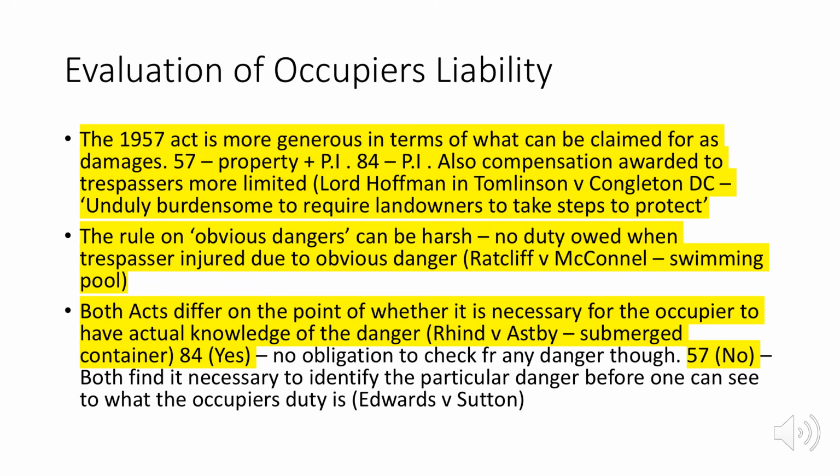Moving on to the evaluation of occupiers, the 1957 Act is more generous in terms of what can be claimed for as damages. So the 57, you can claim for property and personal injury. However, the 84, it's only personal injury that you can claim for. Also, the compensation awarded to trespassers is more limited. Lord Hoffman, in Tomlinson v Congleton, said this is because it's unduly burdensome to require landowners to take steps to protect.